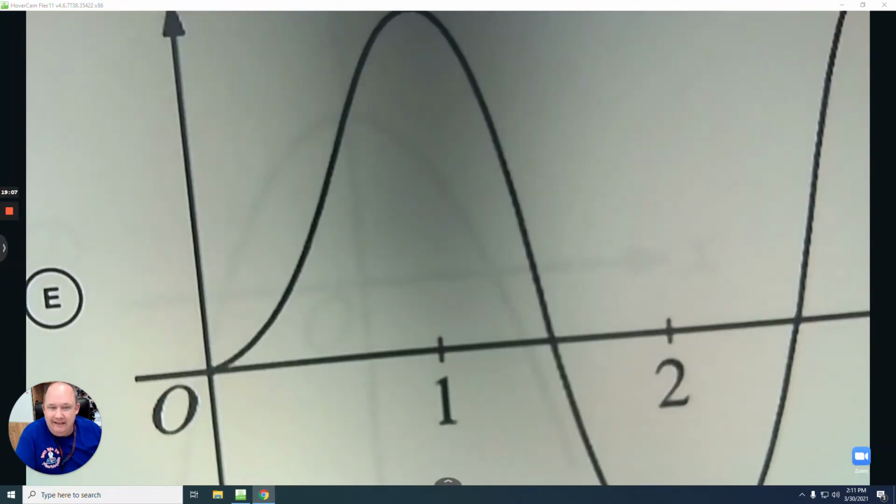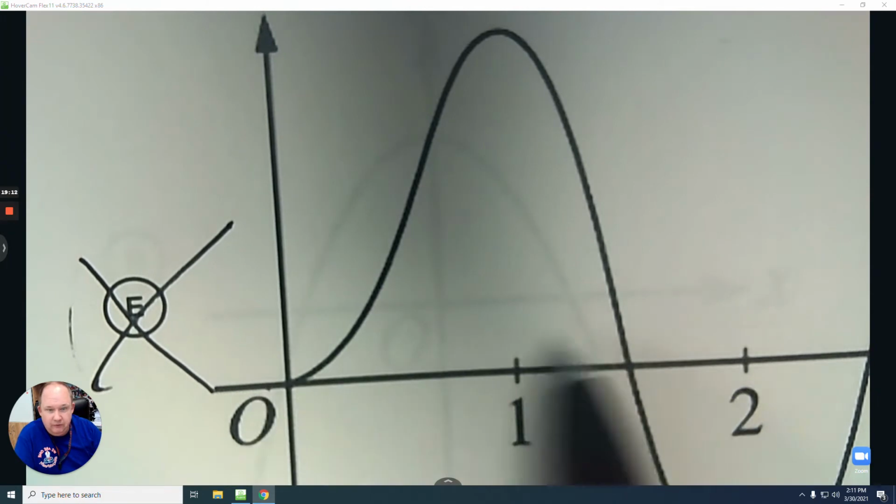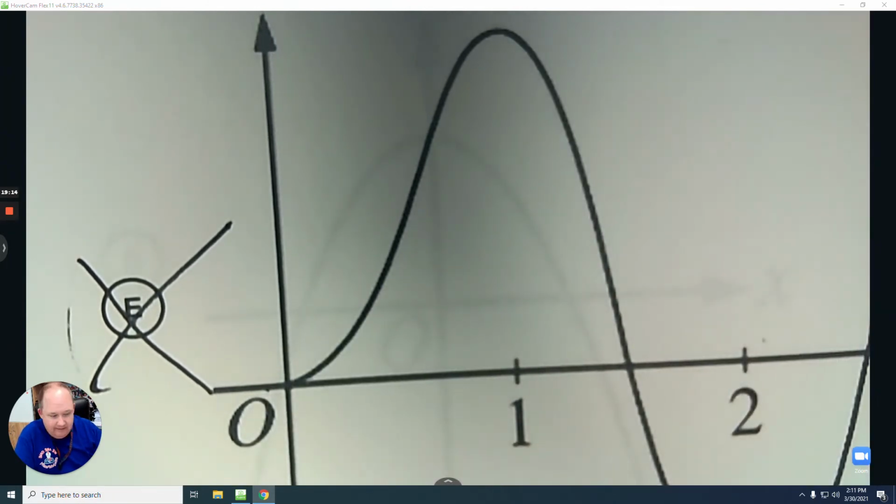I'd even look at E, but E is wrong because it doesn't increase from 0 to 2. So from 0 to 2, it should be increasing the whole time, and it doesn't.